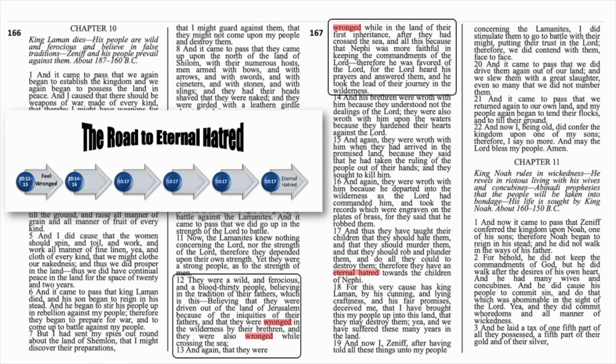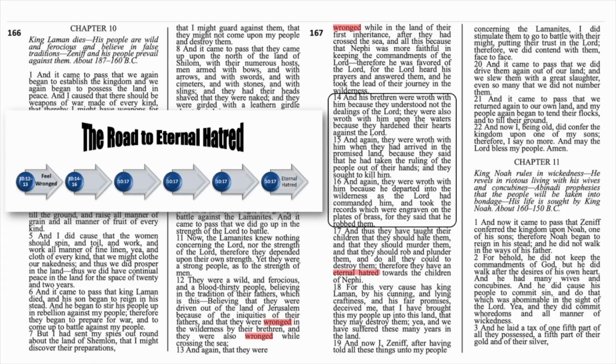Now, after you feel like you've been wronged, what does that typically lead to? Let's find our next key word in Mosiah 10, 14 through 16. And his brethren were wroth with him because they understood not the dealings of the Lord. They were also wroth with him upon the waters because they hardened their hearts against the Lord. And again they were wroth with him when they had arrived in the promised land because they said that he had taken the ruling of the people out of their hands, and they sought to kill him. And again they were wroth with him because he departed into the wilderness as the Lord had commanded him, and took the records which were engraven on the plates of brass, for they said that he robbed them. Key word there, wroth. You feel wronged and it makes you wroth, angry with the other person or group.